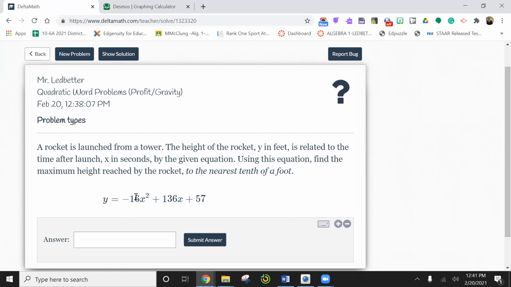A lot of times whenever you see negative 16, this is a very common number. It has to do with gravity, like when things are falling or going up from the Earth. This is the initial velocity, how fast it's increasing. And this is your starting point. You'll learn this in IPC when you do IPC.